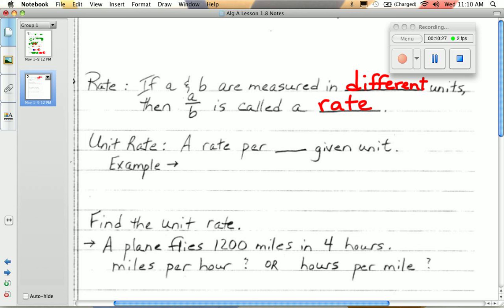So there's lots and lots of examples. Does anybody have a job in here? Okay, how do you get paid? So many dollars per hour, right? Yeah, you make so many dollars per hour. So we have lots of rates.